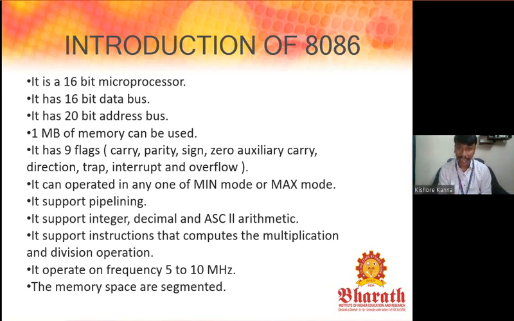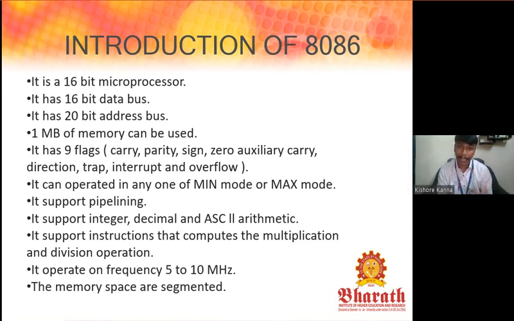When it has a large address bus, it is used for fast processing to store the processed input data in the location. So the 20-bit address bus acts as a unique property of 8086 for fast processing. Then it has memory up to 1 MB, and 1 MB of memory can be used at the same time. It is another unique property which declares the 8086 as a fast processing microprocessor, and it has several flags for several processing units.